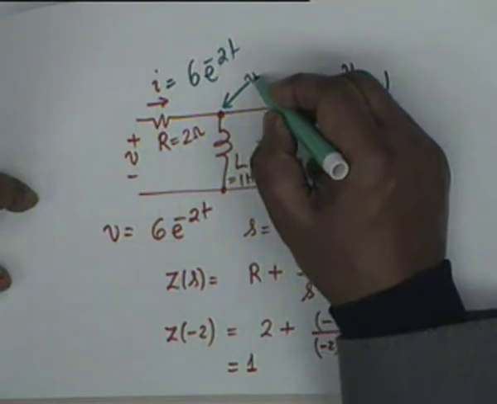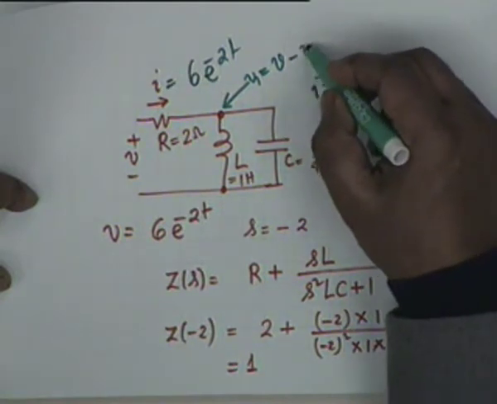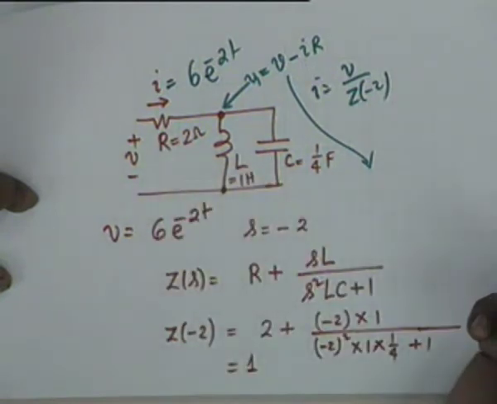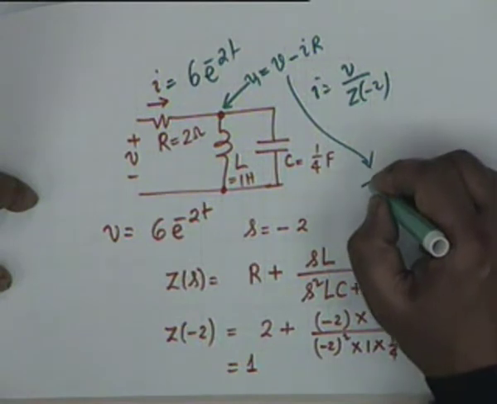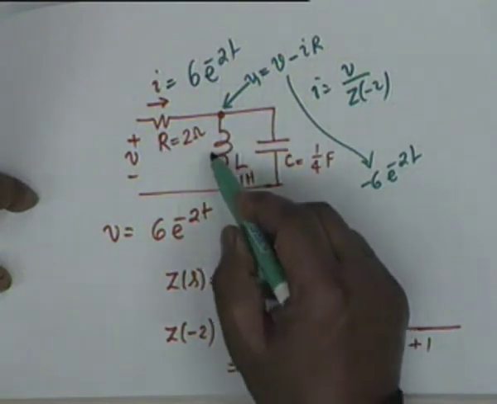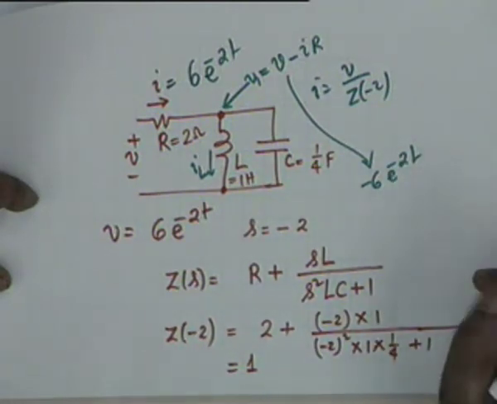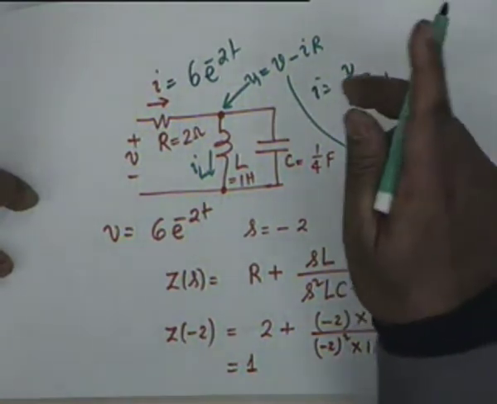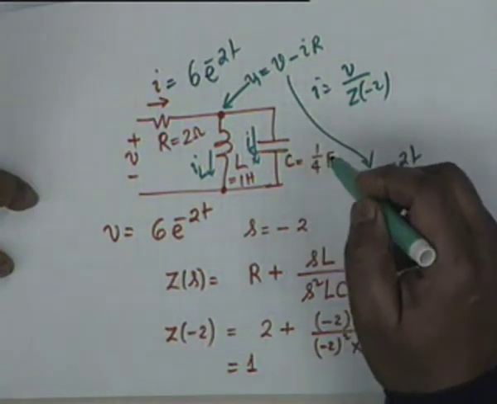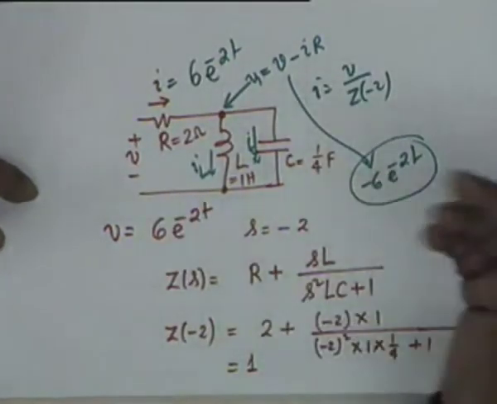What do you think this voltage shall be, V1? It would be V minus IR. So, this would be minus 6 e to the minus 2t. I know this voltage. If I know this voltage, do I know this current IL? IL shall be equal to this voltage divided by sL, where s shall be equal to minus 2. Do I know this current IC? Yes, it would be C dV/dt, that is the differentiation of this. So, I know all currents and voltages in this circuit.